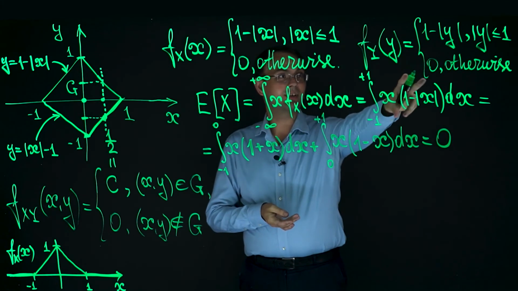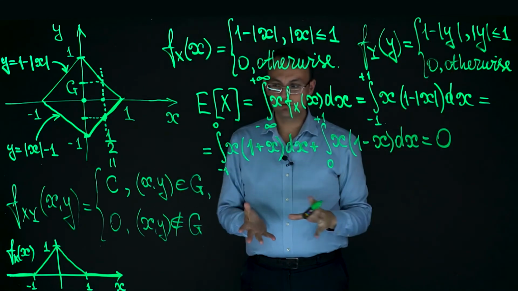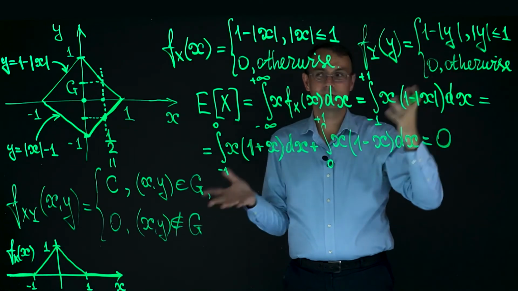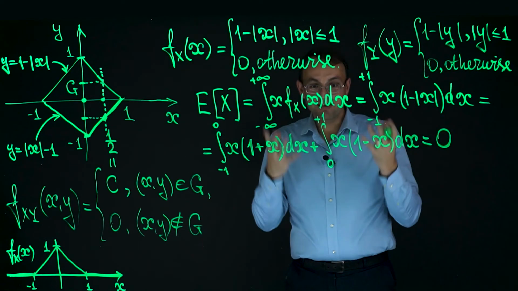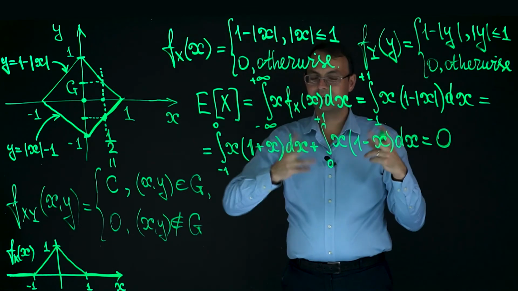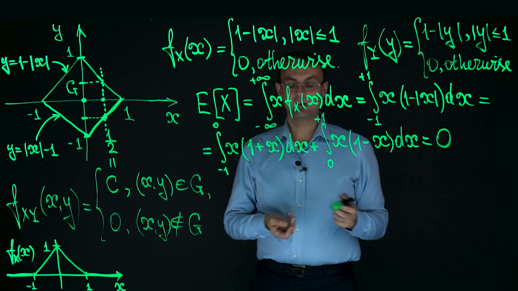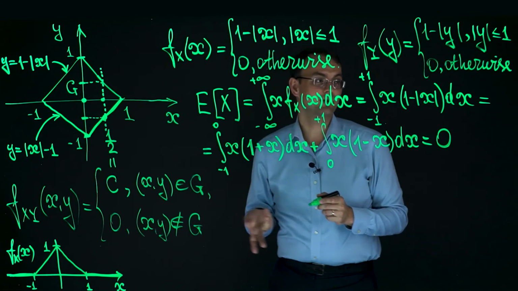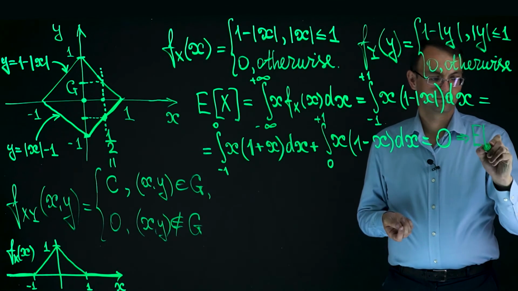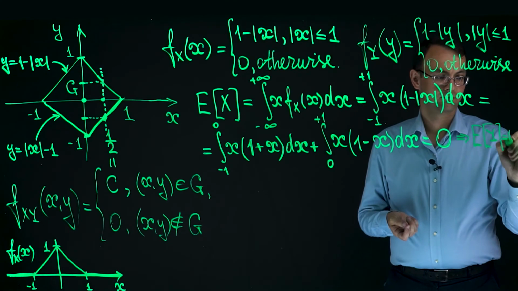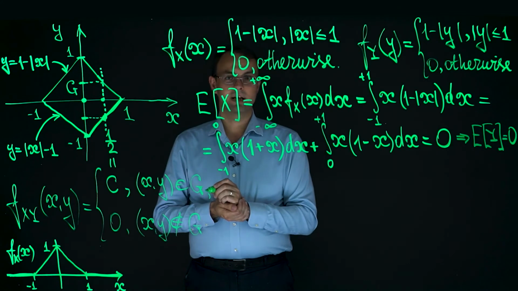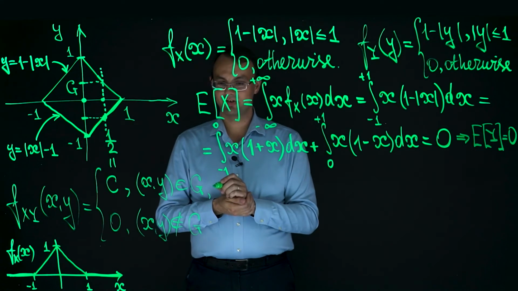And what about expected value of y? It is also 0 because they have the same PDFs. So x and y are identically distributed. They have identical PDFs, so identical distributions. So as e of x is 0, then e of y is also 0. Okay, so e of x is 0, e of y is 0.